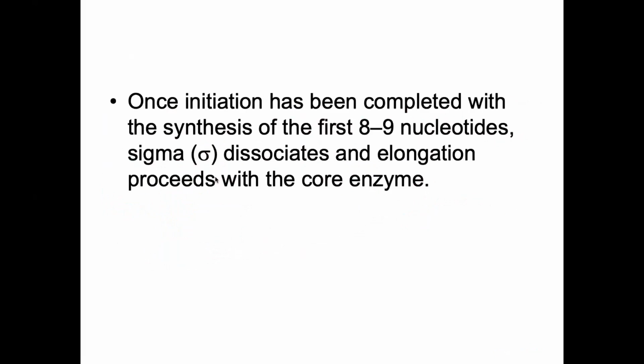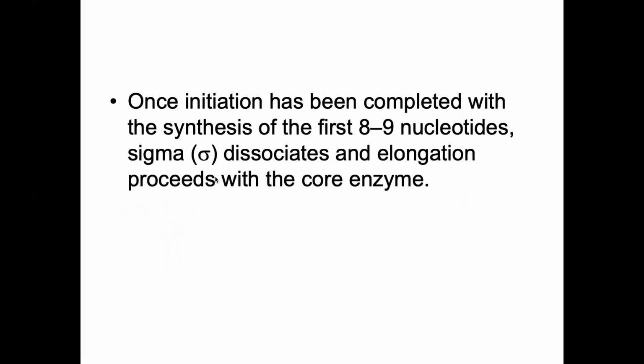So that's initiation. So what happens is that after you create an RNA molecule off of that template strand that's about 8 or 9 nucleotides in total length, you no longer need that sigma subunit. The sigma subunit only is important for initiating a transcriptional event. So actually what happens is that it dissociates from the RNA polymerase complex.